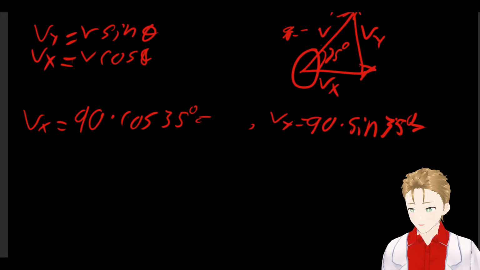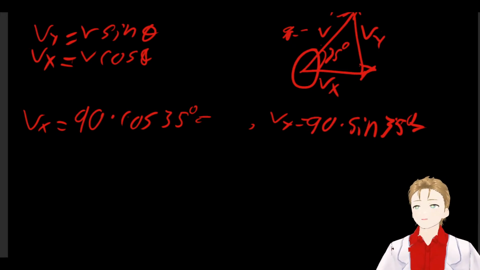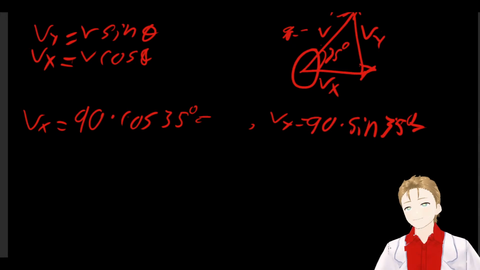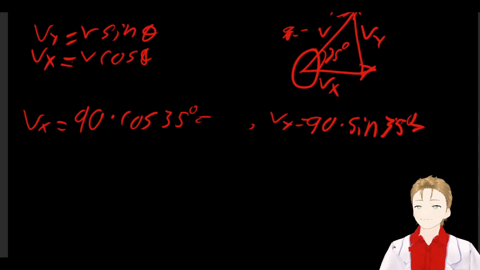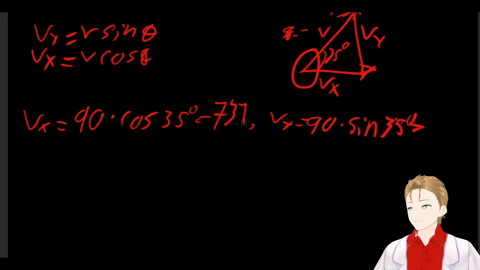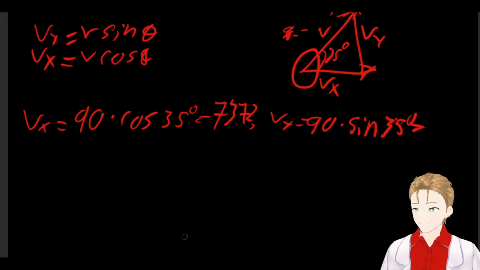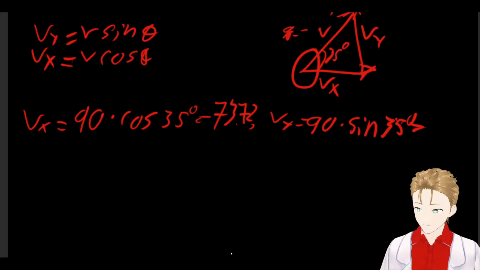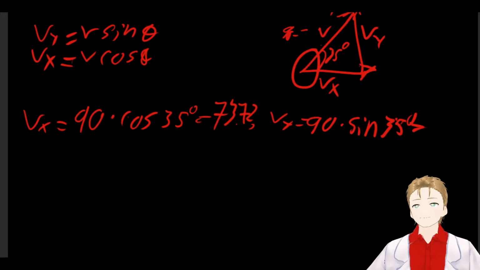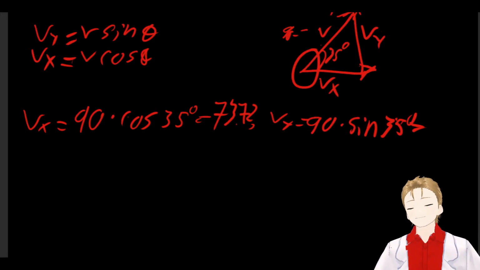Where are they? There they are. That's my Google for calculation. 90 times cosine of 35 degrees is 73.72. It's technically meters per second on the bottom. We can all imagine the meters per second is written there somewhere.